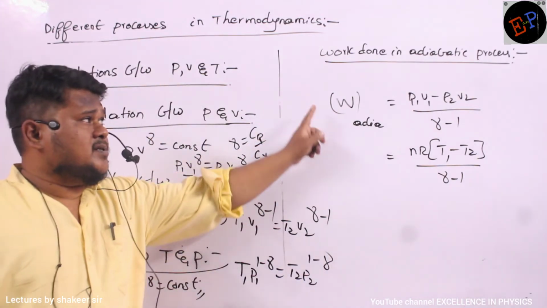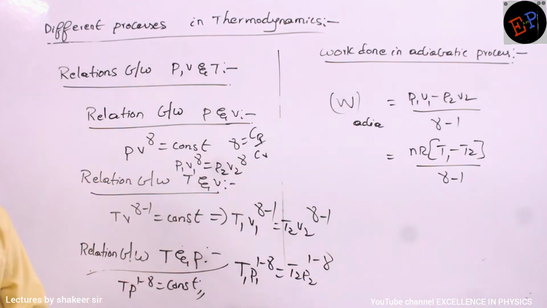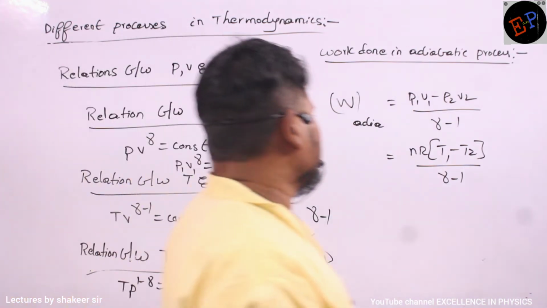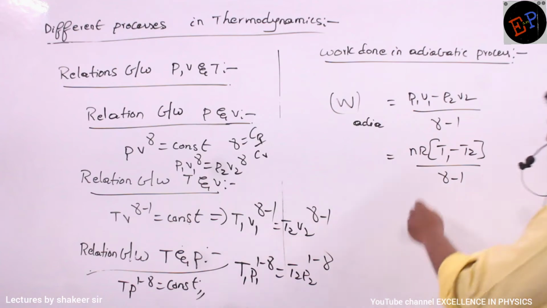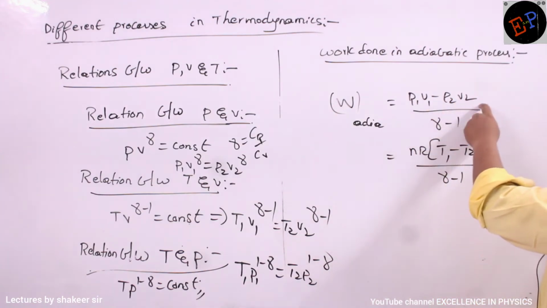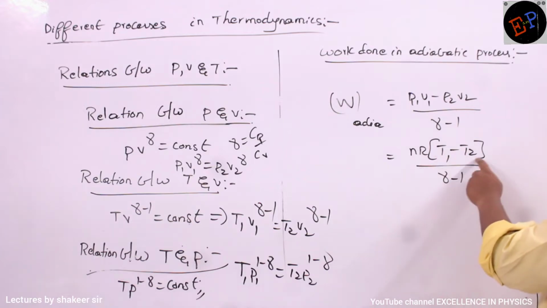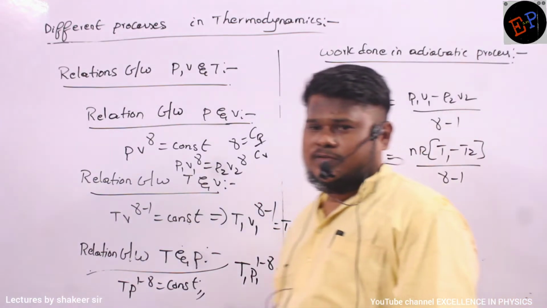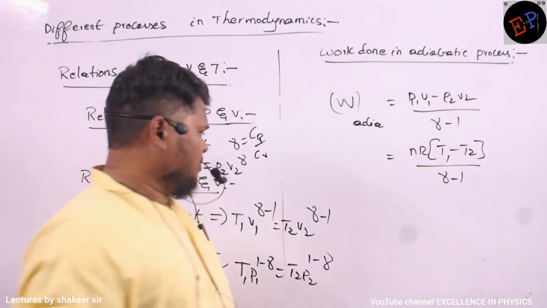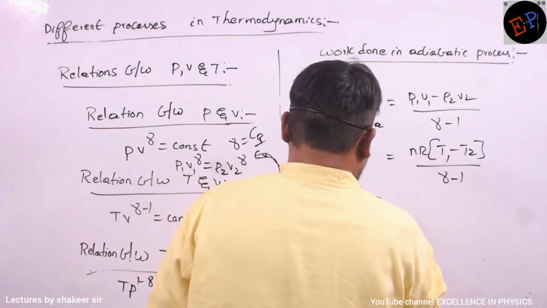And these are the equations for work done in the case of the adiabatic process. What is the work done in an adiabatic process? In terms of pressure and volume, it is P1 V1 minus P2 V2 divided by gamma minus 1. In terms of n, R and T, it is nR into T1 minus T2 divided by gamma minus 1. Now we study the slope in the case of the adiabatic process.